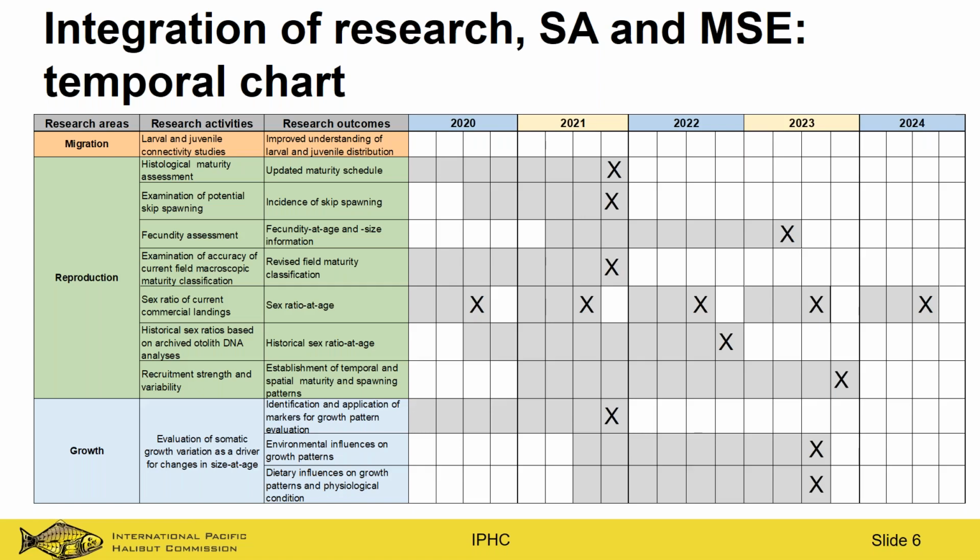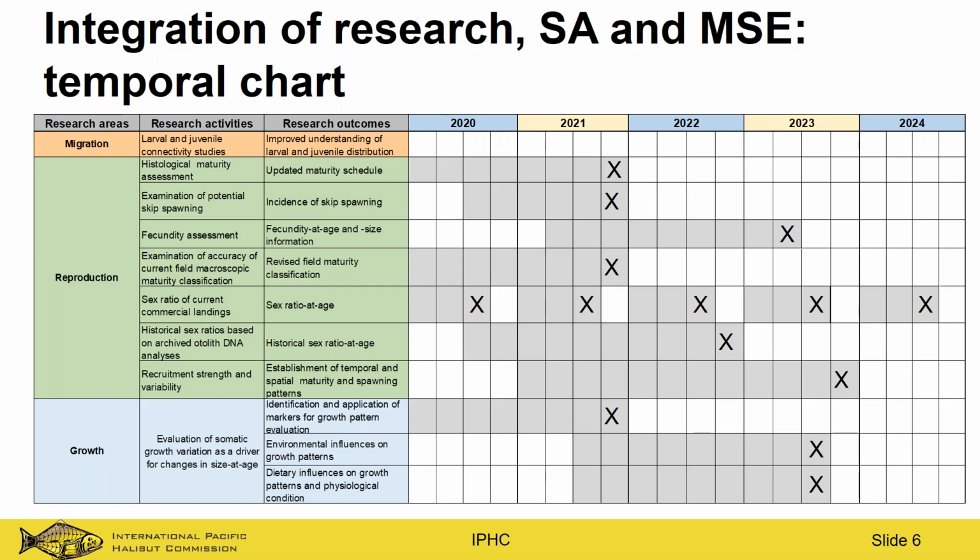One clear example is, for instance, in reproduction. You see the first one, histological maturity assessment. One of the research outcomes is an updated maturity schedule. This is something that we're currently working on, and we expect to have an updated maturity schedule available at the end of 2021. Same thing with skip spawning. I'll touch on this later because this was one of the requests from the SRB. This is something that we've started to consider, so we started working on it in the second half of 2020, and hopefully we can provide useful information by the end of 2021, and so forth.